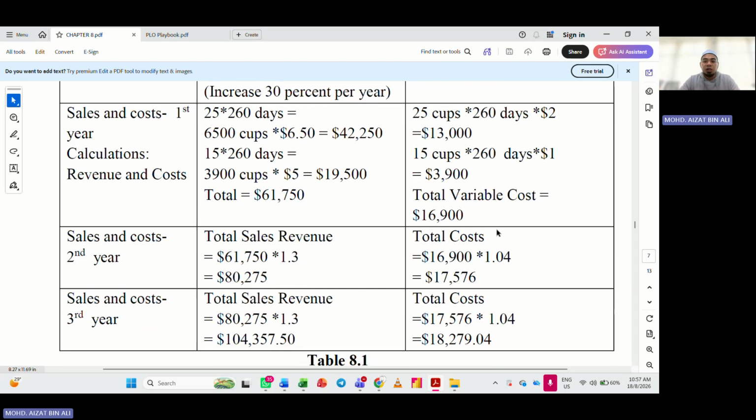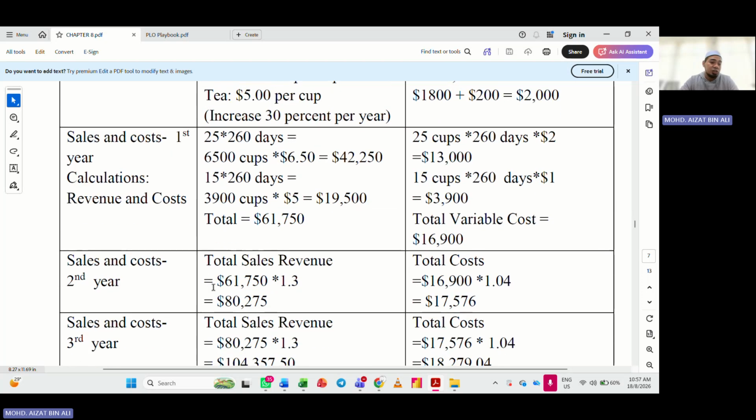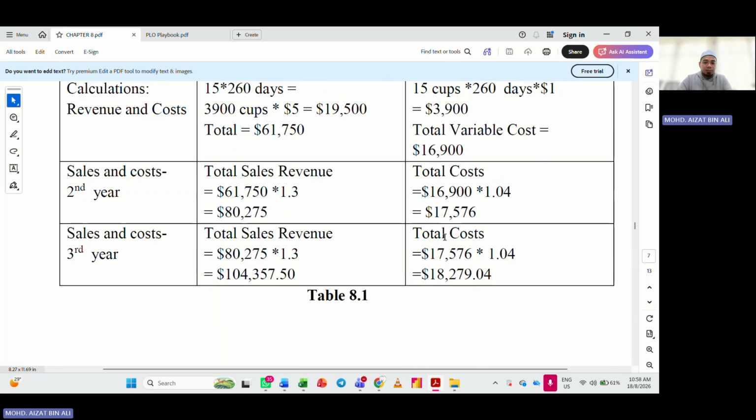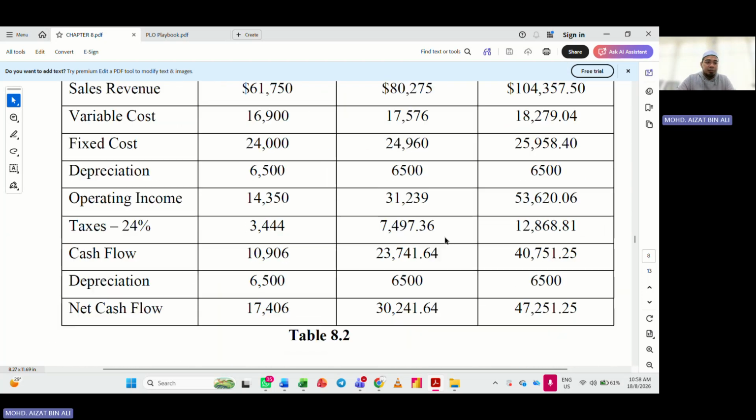So that's the total variable cost, and the assumption is that total sales revenue increased by 30%, while total cost increased by 4%. I will address this later in class in our discussion because I don't want to make this session too complicated. I will address this in our next class when we do exercises together. Okay, next, please note that.